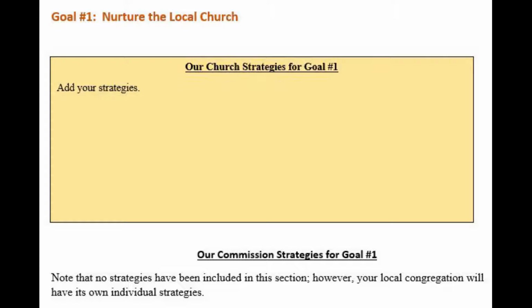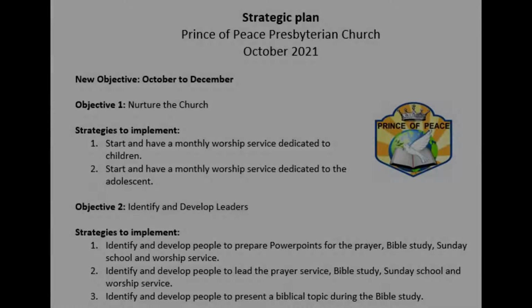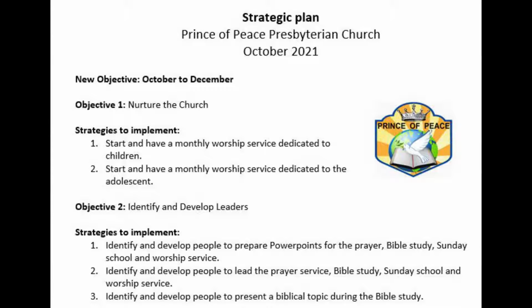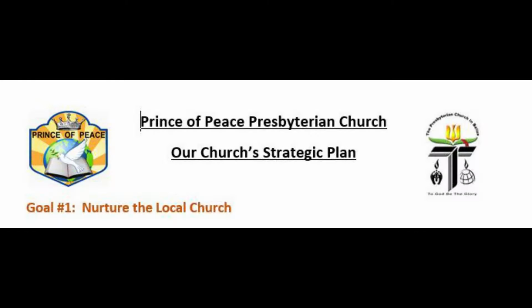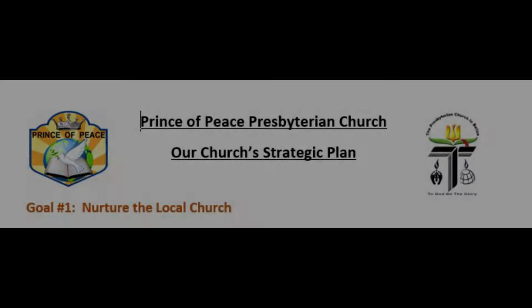I will use the Presbyterian Church Prince of Peace as an example. Prince of Peace has created a simple mini strategic plan. Our plan consists of only 2 goals: nurturing the local church and identifying and developing leaders. Note that the first thing I did was to add to the top of the plan our church's name and logo, as well as the Presbytery logo. You may do the same.